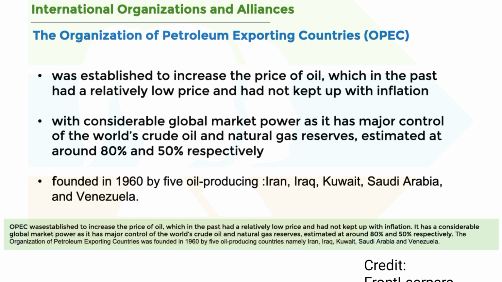The Organization of Petroleum Exporting Countries was founded in 1960 by five oil-producing countries, namely Iran, Iraq, Kuwait, Saudi Arabia, and Venezuela.